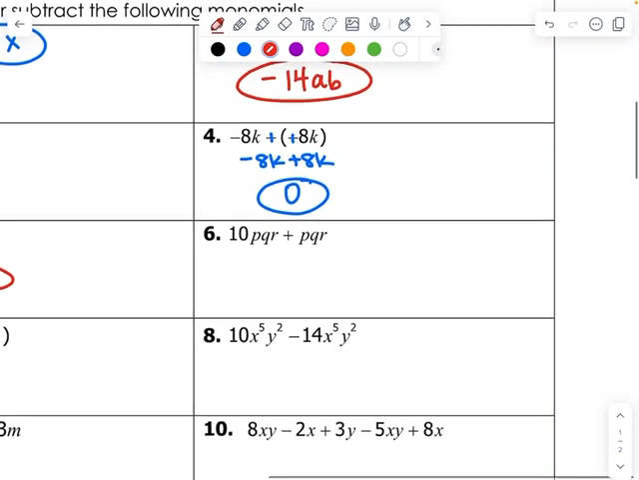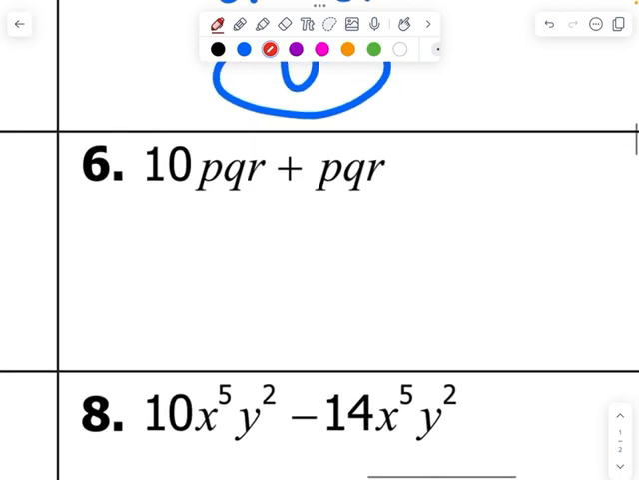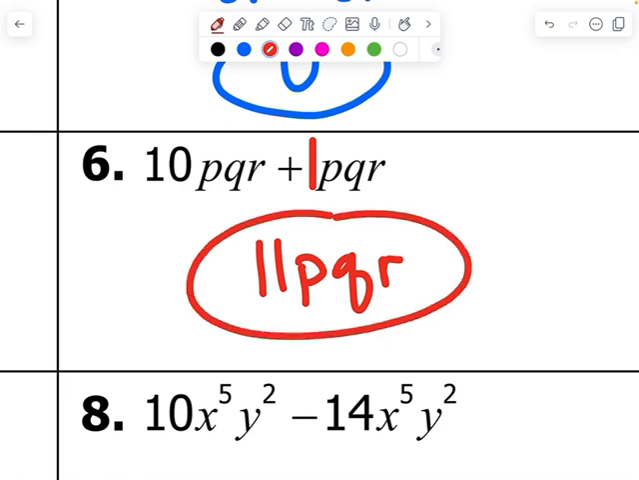Let's talk about number 6. Number 6 I want to talk about just because I don't see a number over here with PQR. If there's not a number, what do we assume? We assume that there's a 1 right there. So both of these terms are PQR, PQR. So what we can do is add 10 plus 1 to get 11 PQR.